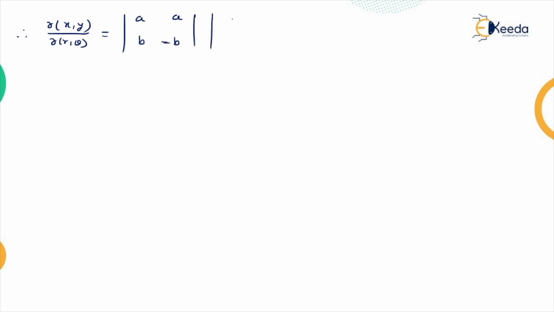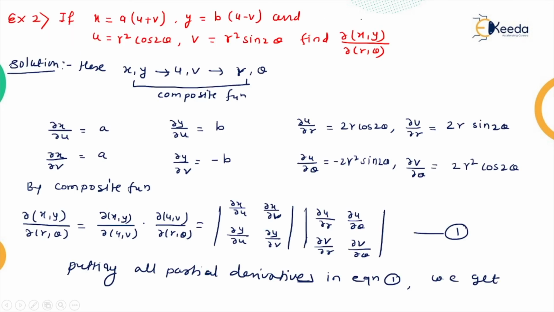Second row, it is here 2r cos 2θ. Next value minus 2r² sin 2θ. Next value 2r sin 2θ. And the next one is 2r² cos 2θ. You observe this very well. I have already found these values of all derivatives and am putting them in equation number 1. So equation 1, once you check here.